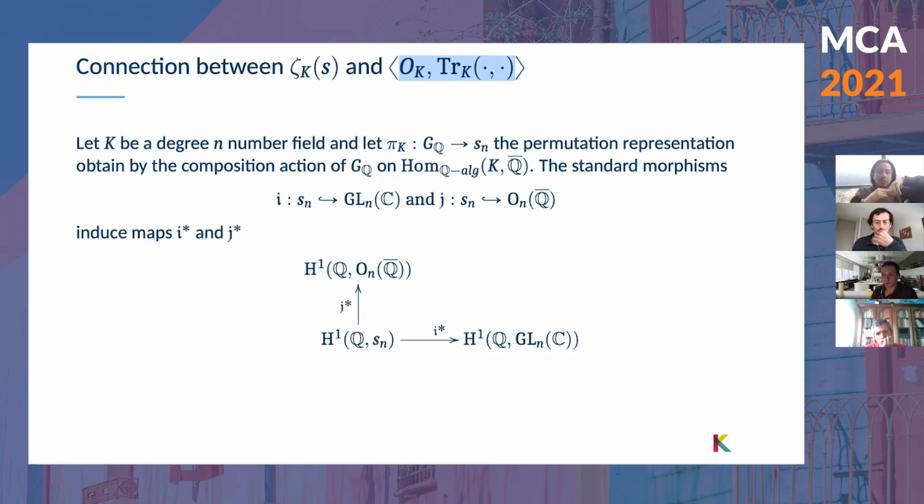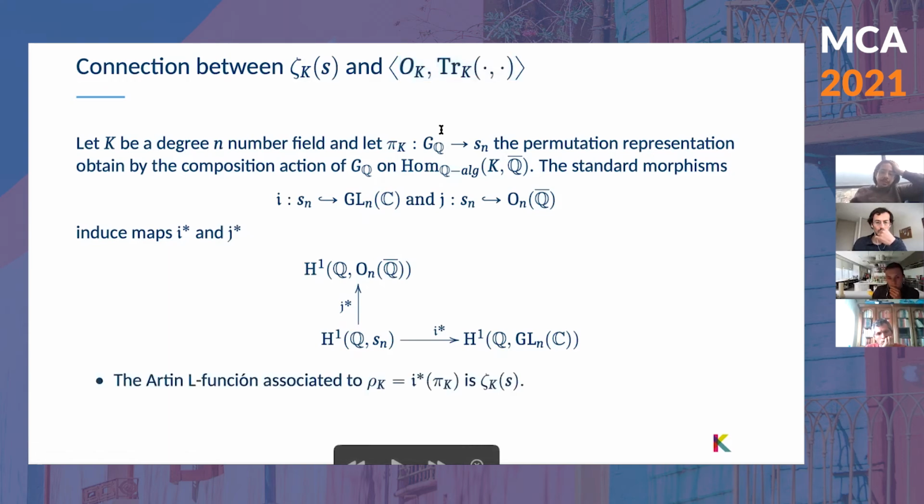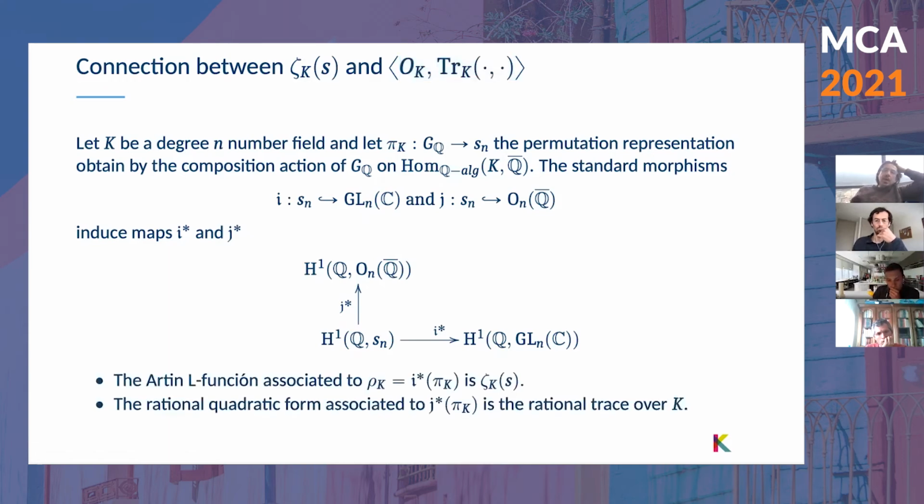But the integral quadratic form actually determines a lot of the quantities of the number field. For example, the discriminant, okay? But the rational one does not. So it's important to focus on what happens with the integral form and not the rational form. Okay, so those are the results of a couple of years ago.